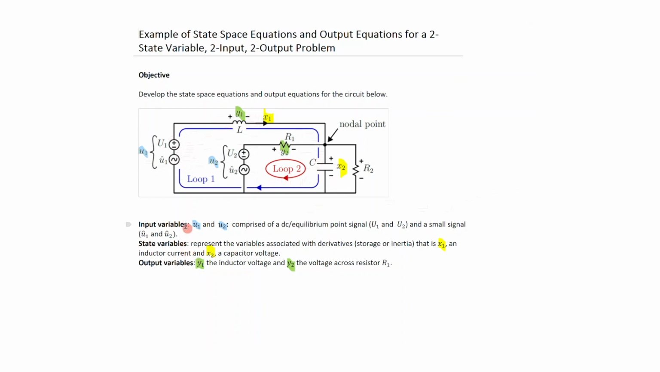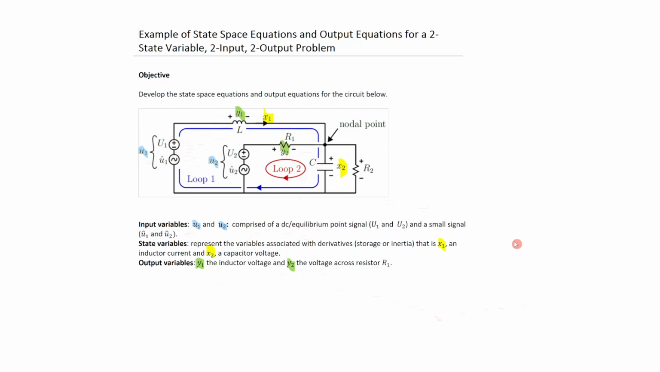So again, this is just a summary of what these different variables are. Output variables in this case would be the inductor voltage, Y1, and the voltage across resistor R1. Again, this is just for purpose of example to show you the process. I could have chosen output variables to be different, but it's just simple in this case to use this as an example.